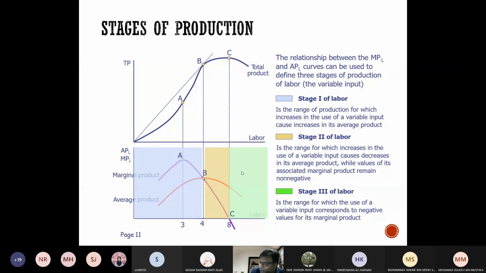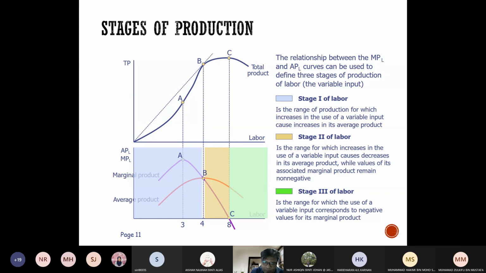Stage 3, the one in green, is the range in which the use of the variable input, which is labor, corresponds to a negative value for the marginal product. This we call negative, and it means unproductive. There is not much to make out of it, because we have plenty of labor but the production is less, because the resources are already used up. You get what I mean?